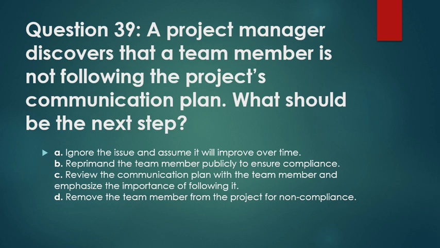A project manager discovers that a team member is not following the project communication plan. What should be the next step? Ignore the issue and assume it will improve over time, or reprimand the team member publicly, or review or remove the team member. Whether review the communication plan or remove it. Just read it, I'm giving you some time.